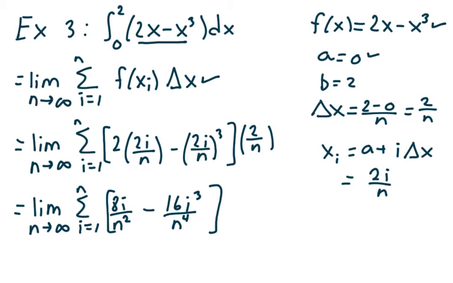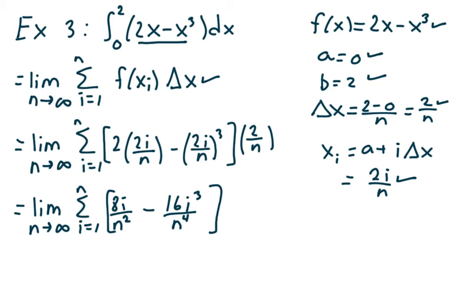My lower limit is a equals 0. My upper limit is b equals 2. Your delta x is b minus a over n, which is 2 over n. They're the same thing, okay? Now, x sub i is a plus i delta x, which is 2i over n. Remember, a is 0. And so I'm going to plug all that information in. So I'm replacing x with 2i over n.